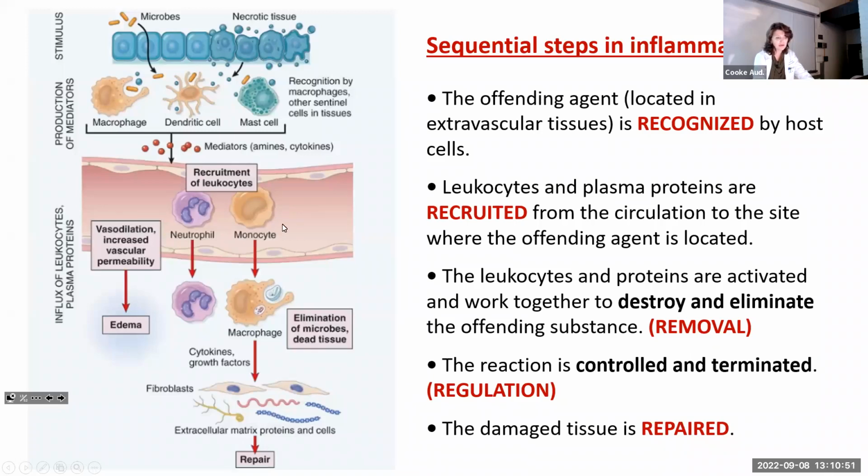Now, leukocytes and plasma proteins will be recruited from the circulation to the site where the offending agent is located. So this is the recruitment. The next step is their activation, and then they will work together to destroy and eliminate the offending substance. For that, they have to leave the vessel and go into the tissue. Here, they work towards the removal of the offending substance. And the whole reaction will have to stop at some point. Otherwise, it's going to be more destructive than the injurious agent. So the reaction is controlled and is terminated. This is called the regulation of the reaction. And the last step is repair, where some other types of mediators will act upon fibroblasts and extracellular matrix, leading to the initiation of the process of repair, which is a subject on its own for the last lecture.